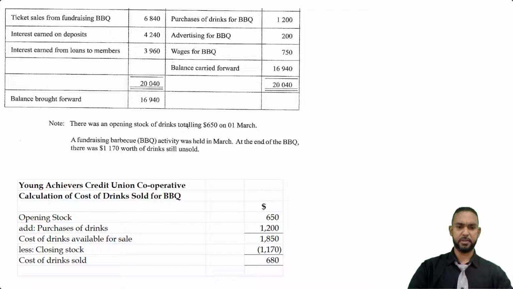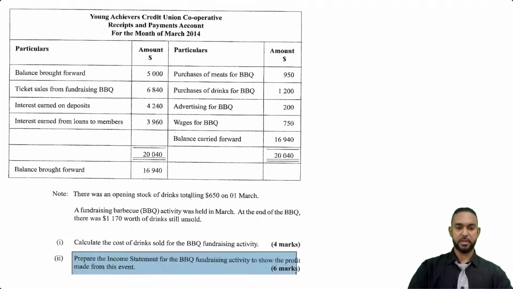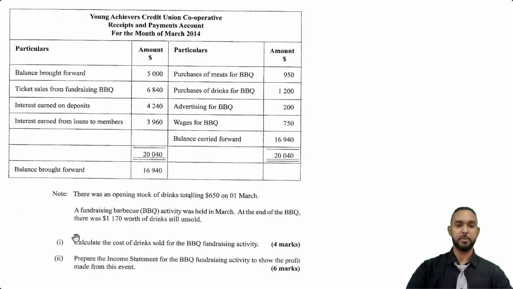Let's take a look at the next part of the question, shall we? So it says here, prepare the income statement for the barbecue fundraising activity to show the profit made from this event. 6 marks. So again, you're not going to have a full income statement with cost of goods sold and all that kind of stuff. That's kind of why we did the calculation above just now.